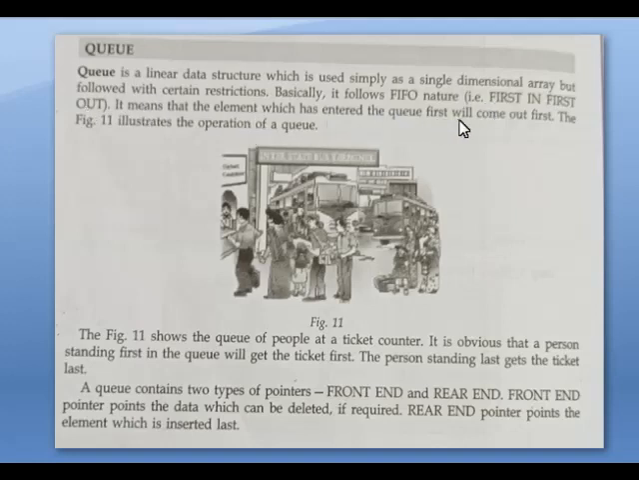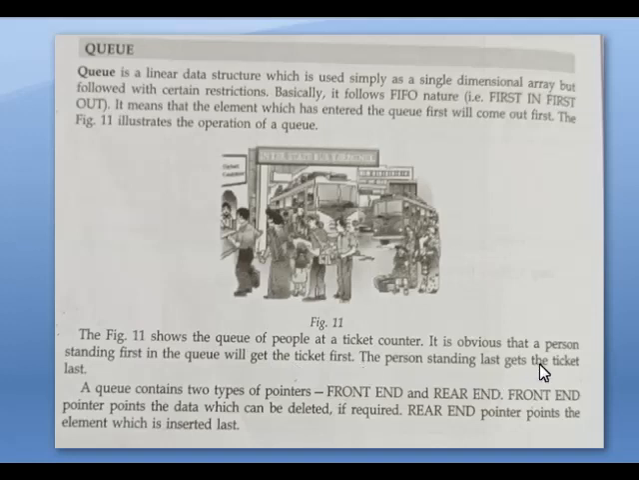The figure illustrates the operation of a queue. So this figure shows the queue of people at the ticket counter. It is obvious that the person standing first in the queue will get the ticket first. The person standing last gets the ticket last.